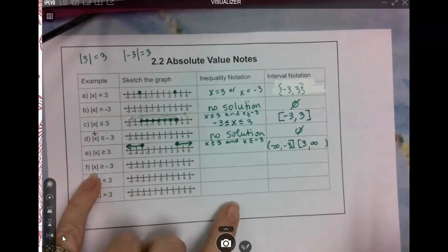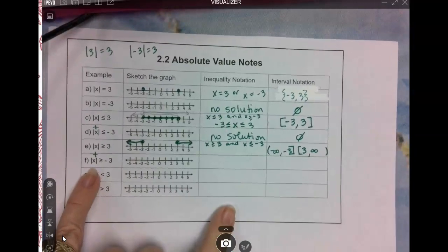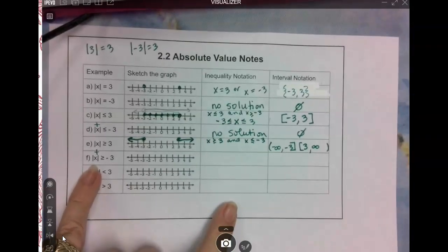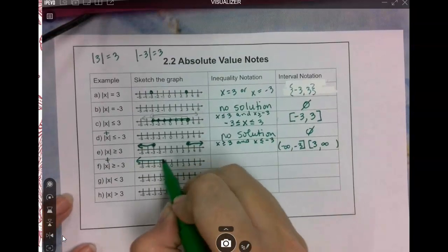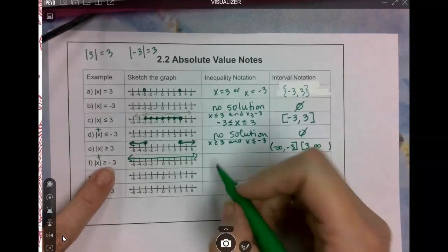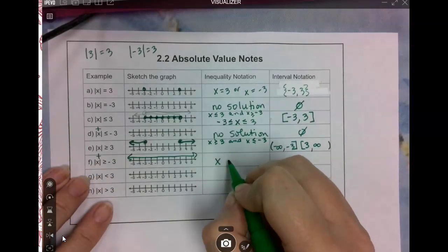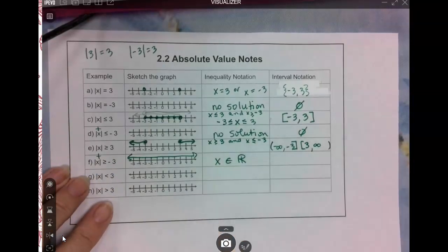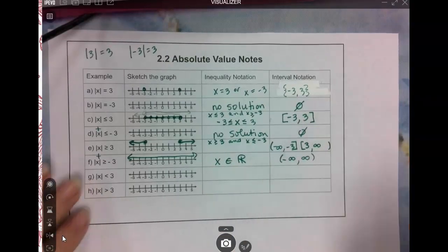All right, now I have x is greater than a negative. Well, when is a positive going to be greater than a negative? A positive is always going to be greater than a negative, right? So the whole thing works because a positive is always greater than a -3. So this is x is an element of the real numbers. Remember we used that symbol before, and to do interval notation it's -infinity to infinity.